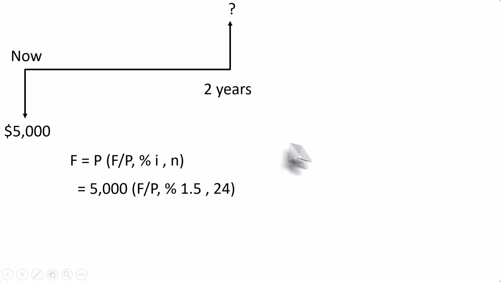Therefore, a very straight answer to this question is going to be equal to $5,000, which is the present value, multiplied by the factor F/P, 1.5% monthly. But then what is the correct N that we have to use, the number of periods in this question? In 2 years, how many months do we have? We have 24 months. Because my interest rate is a monthly interest rate, I have to use N equal to 24. So this is a straightforward answer to this question.